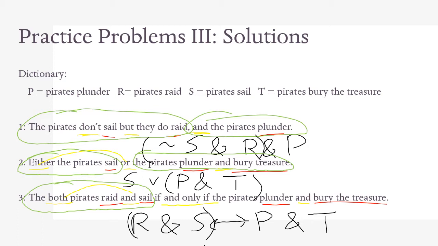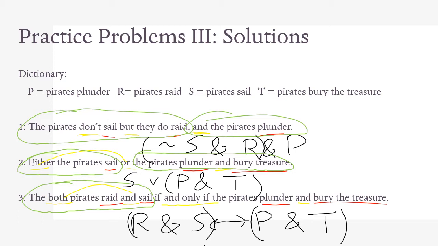Sorry, this should probably read the pirates both raid and sail, not the both pirates raid and sail. So the pirates both raid and sail if and only if pirates plunder and bury treasure. So this seems to indicate to me that our other set of parentheses would go there, mainly because if and only if is typically, when it's read like that, the main operator, which we'll get into once we start the truth trees.